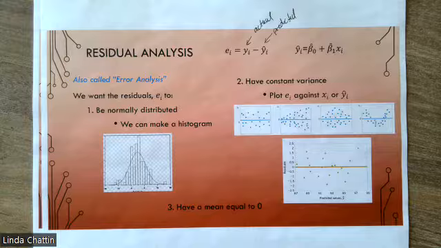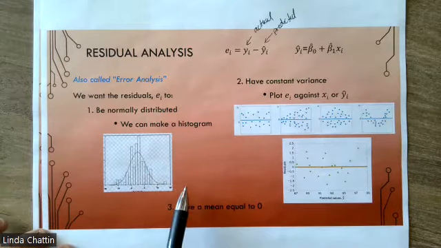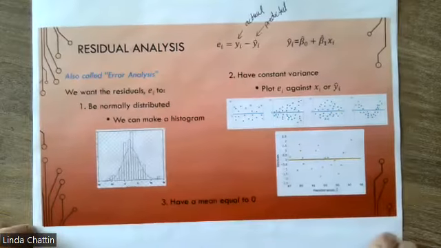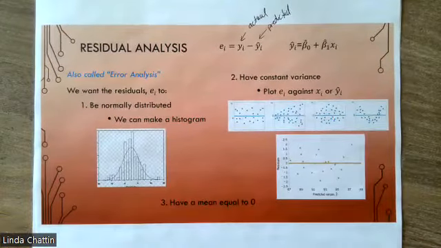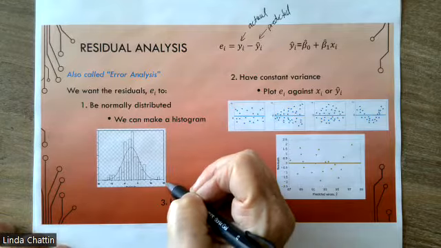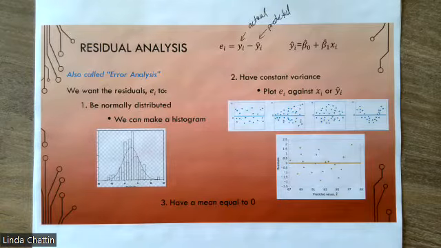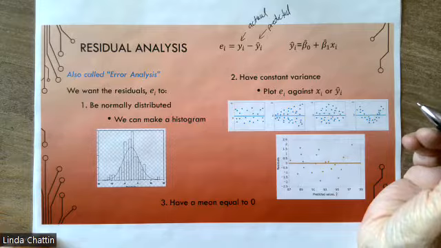The first is we would like to know if we made a histogram of them. So these bars are like a histogram. We would like the histogram to look like a normal distribution. So here you can see there's kind of a fake normal curve here, but this is a pretty good looking normal histogram.